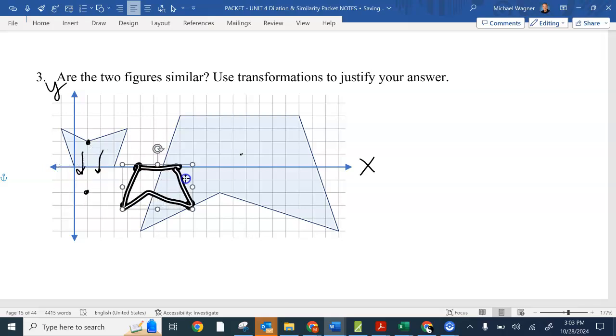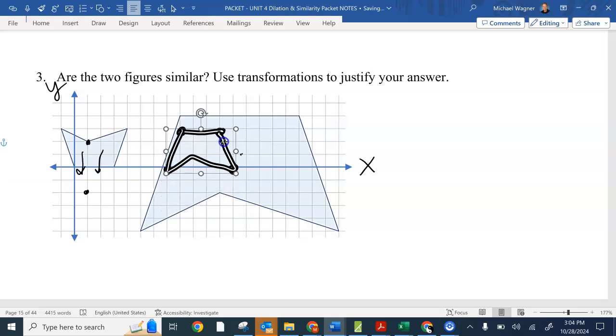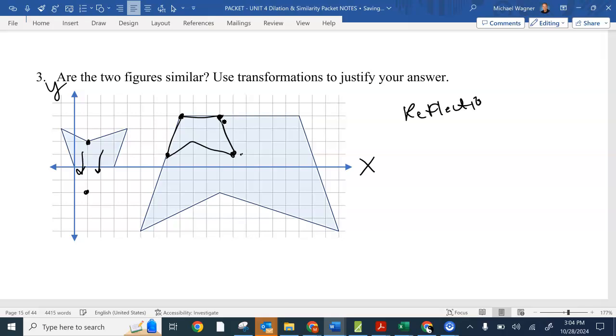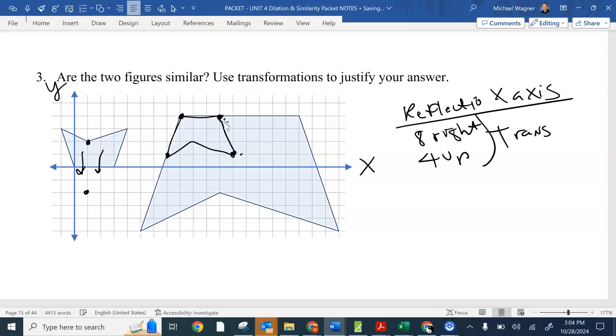But then I've got to move it this way, right? So when I move it this way, how many? 1, 2, 3, 4, 5, 6, 7, 8 to the left. 1, 2, 3, 4. So we already know, first it's a reflection over the x-axis. Okay. And then it moved over 8 right, and then 4 up. So that's a translation.